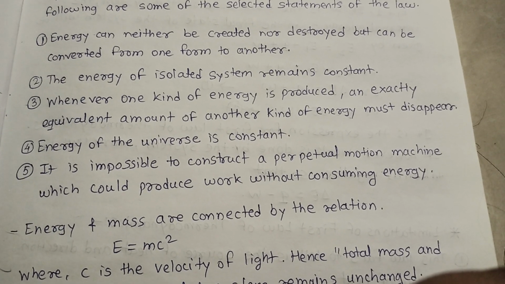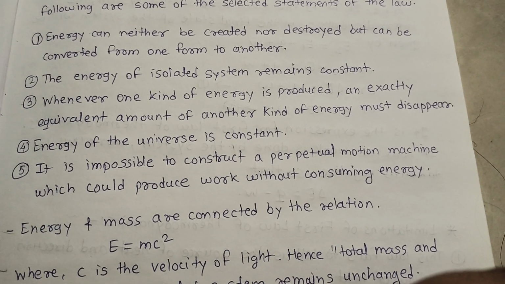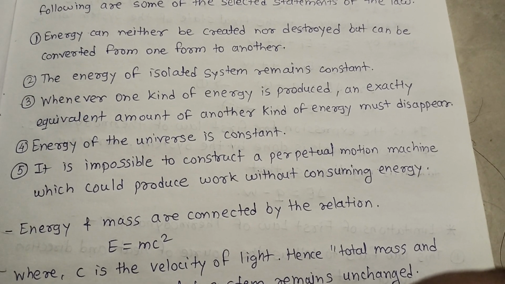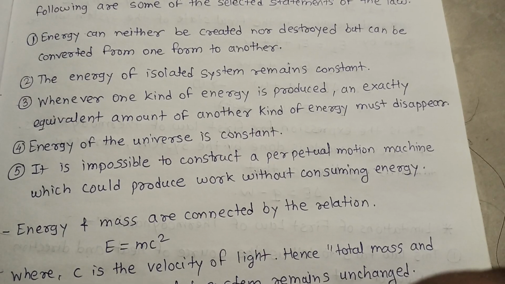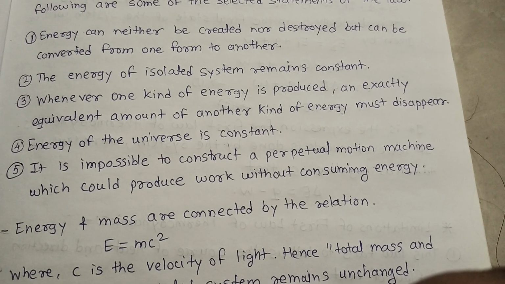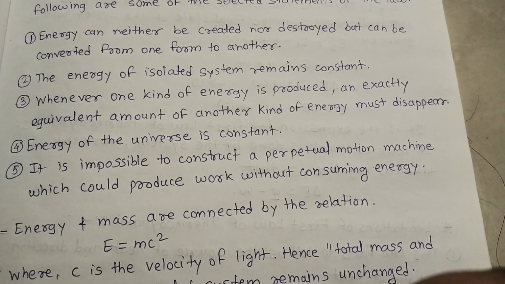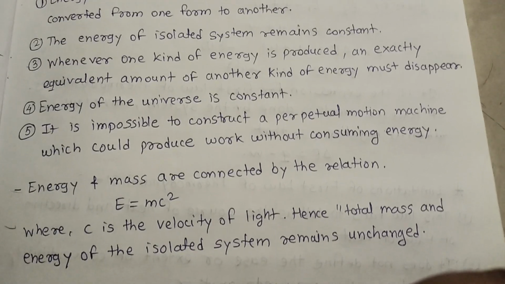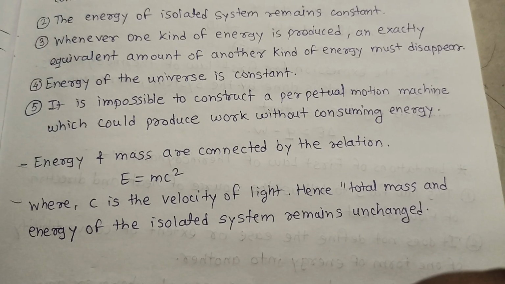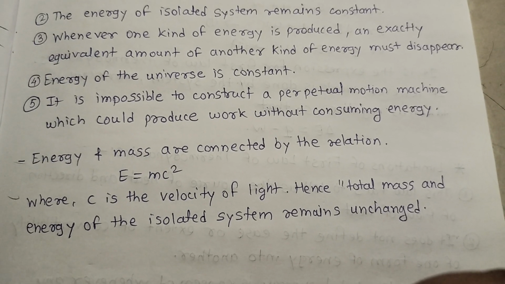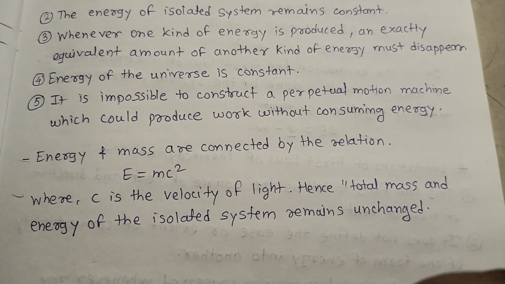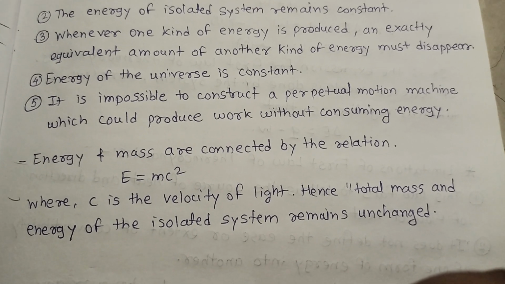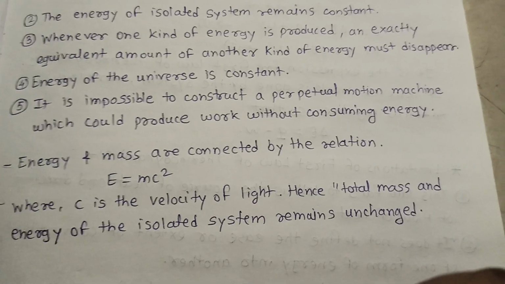When one kind of energy is produced, another kind of energy disappears. Energy of the universe is always constant, and it is impossible to construct a machine which can produce work without consuming energy. That's not possible till now. Next, energy and mass are connected by the relation E = mc², where c is the velocity of light. Hence the total mass and energy of an isolated system remains unchanged.